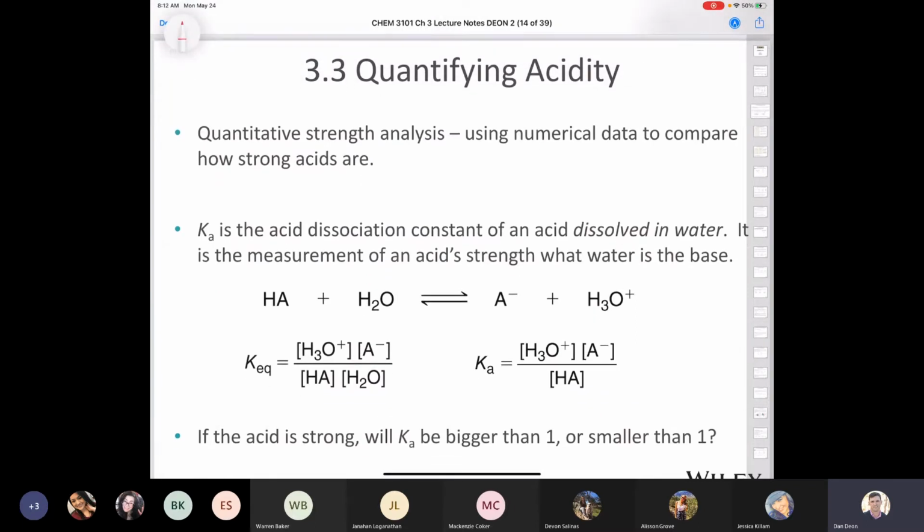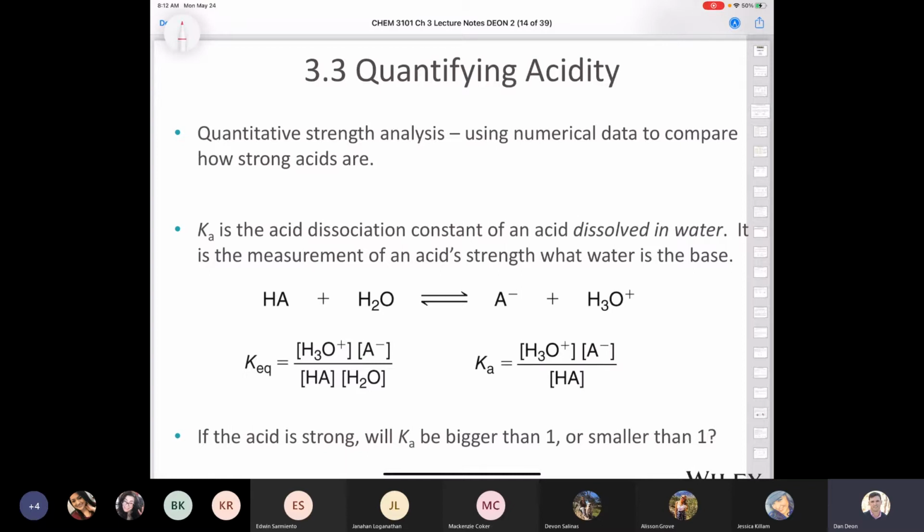quantifying acidity. So two things we're going to look at this morning are quantifying, that means using numbers to rationalize acidity, or numbers to explain relative acidity. And then we're going to look at qualifying acidity. And that's just going to be us being able to look at a molecule or an ion and just look at the structure and say, you know, this acid would be stronger than this acid, or this should be a stronger base than this, right? Just by inspection of the molecule.